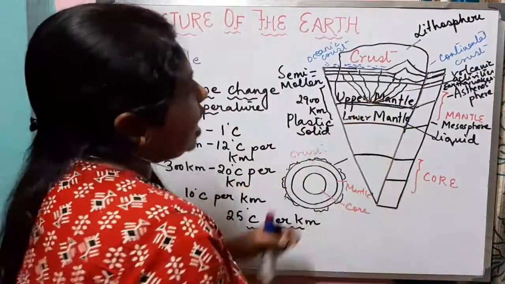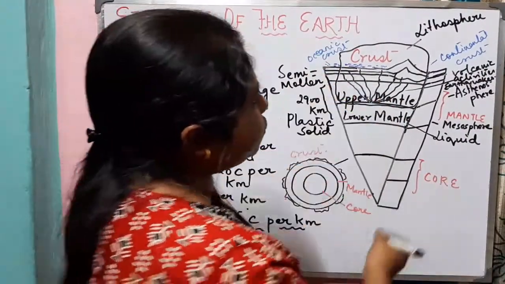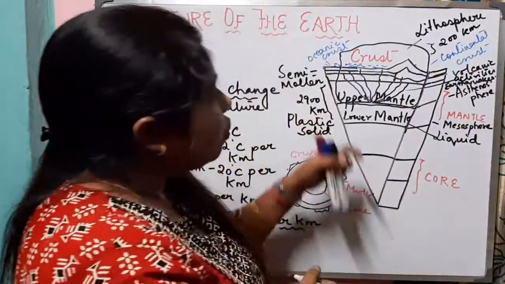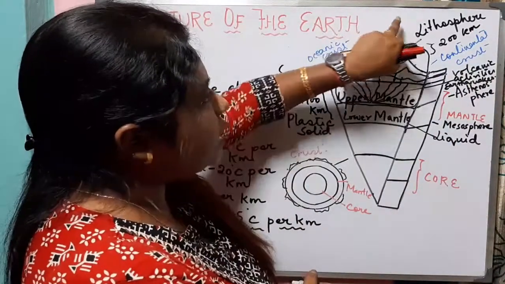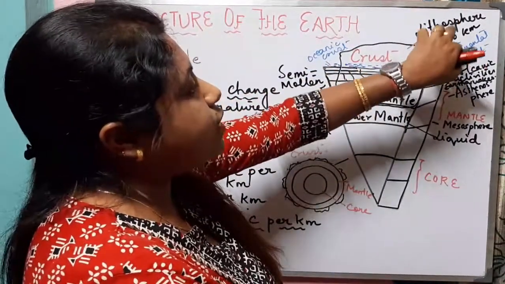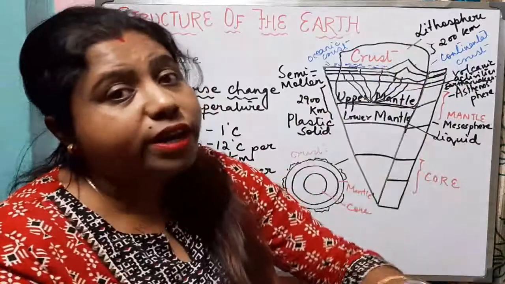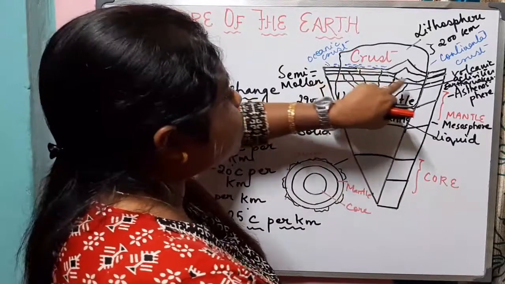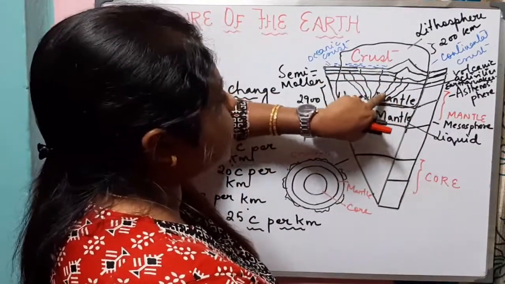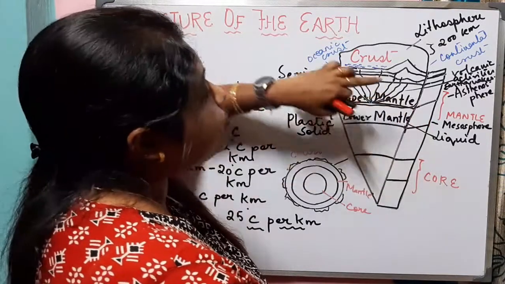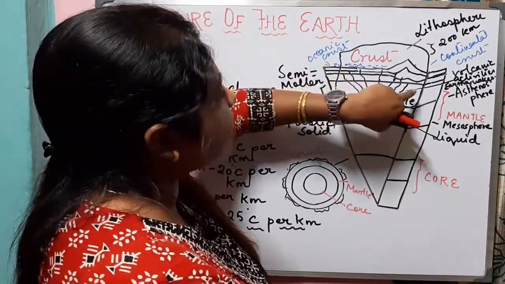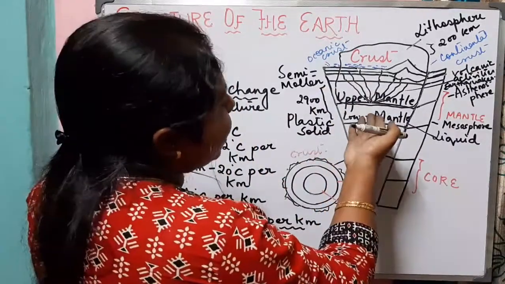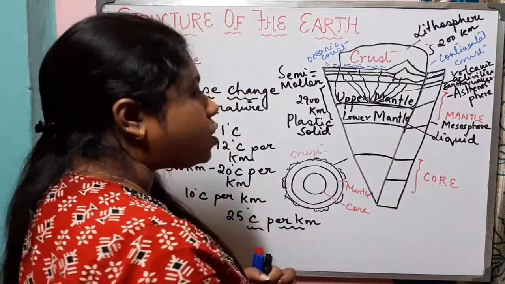The upper mantle and the crust together form the lithosphere, and they have a depth of 200 kilometers. The lithosphere is broken into several tectonic plates, and the movement of these tectonic plates is initiated by the molten materials which exist in the asthenosphere. These plates float on the asthenosphere. That means they float on the mantle, right? So the upper mantle and crust together form the lithosphere.